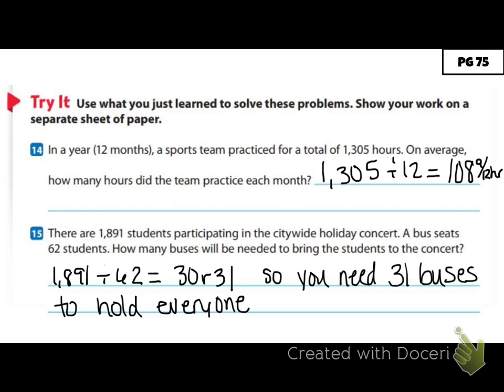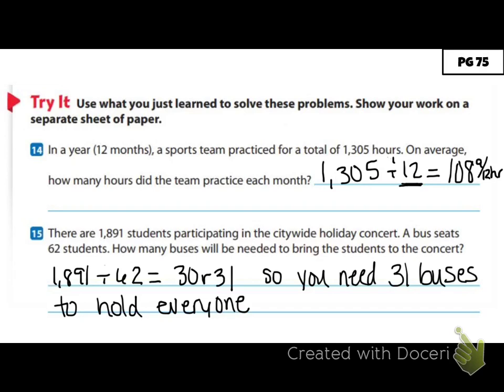Okay, so now that you've worked them out, here would be your answers. For number 14, 1,305 divided by 12 would give you 108 and 9/12 hours. The way we get 9/12 is once you divided it out, you would get 108 and you'd have a remainder of 9. If you take that 9 and put it over your divisor, which is the 12, you would get your 9/12 hours.